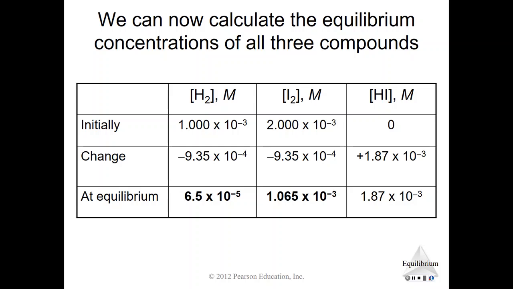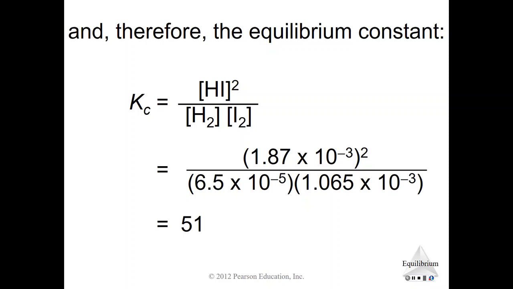Of course we can. How? Kc equals products over reactants taken to its power. So HI squared over H2 times I2: 1.87 times 10 to the minus 3 squared over 6.5 times 10 to the minus 5 times 1.065 times 10 to the minus 3.